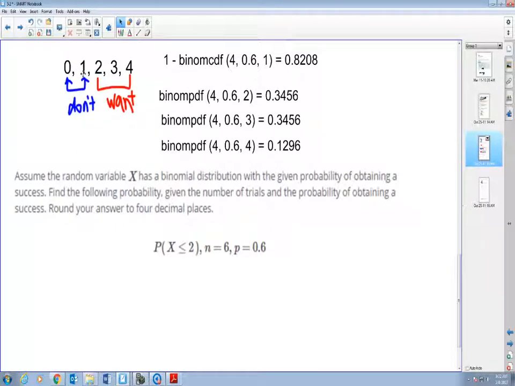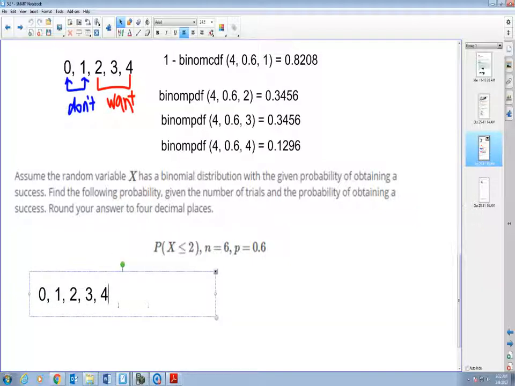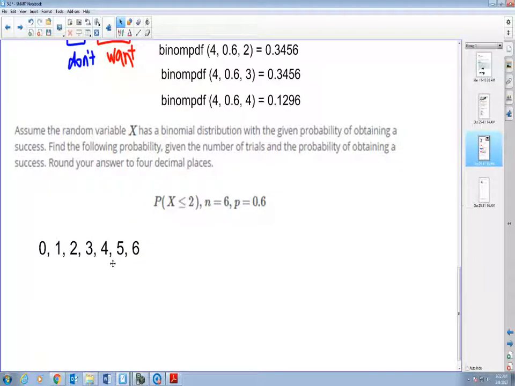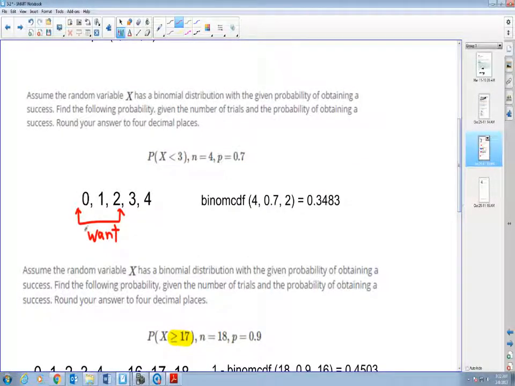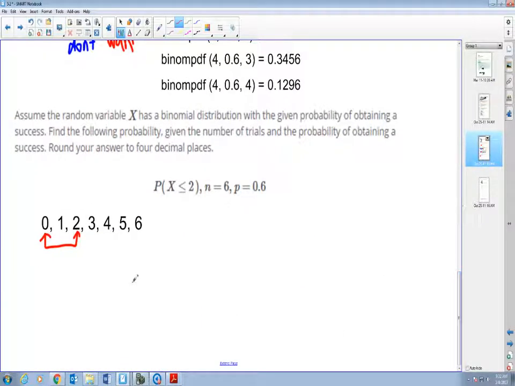So 6 trials. My success can go from 0, 1, 2, 3, 4, 5, all the way to 6. What I want here is less than equal to 2, so that means from 0 all the way up to 2 this time. Earlier when I did less than 3, I only counted up to 2 because it doesn't say equal to, so I didn't count the 3. Here I count the 2 because it says equal to 2.